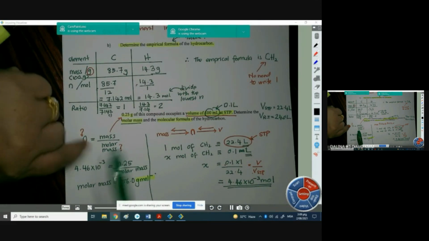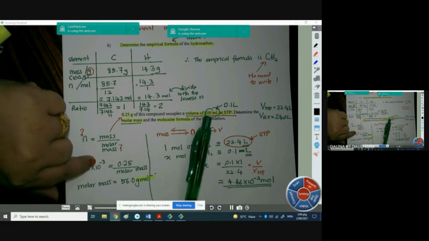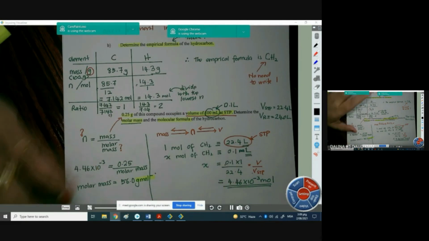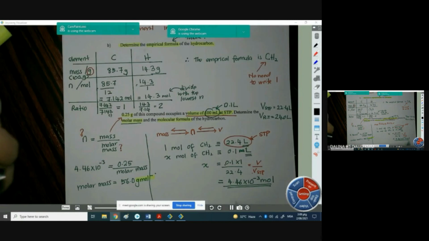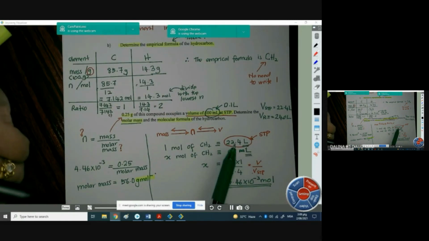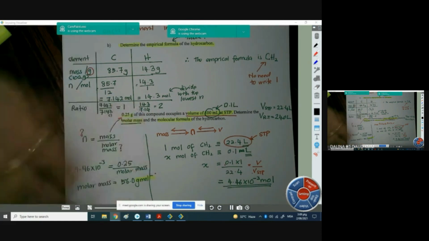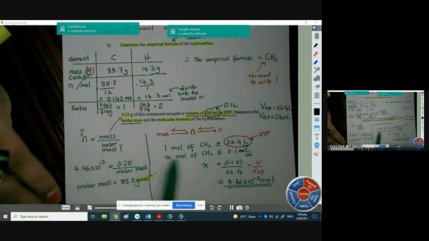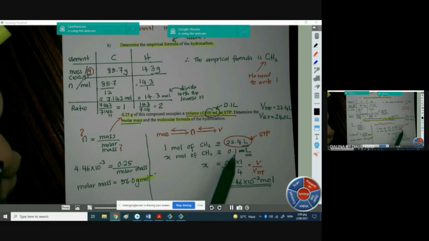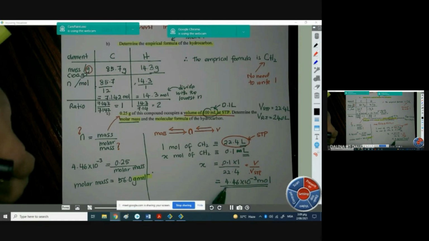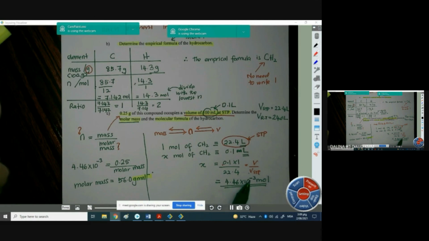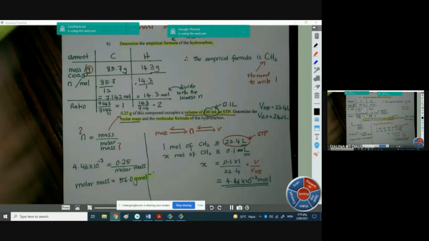So nak cari mol, kita kena convert daripada volume yang diberi. So volume ini standard: 1 mol any gas at standard temperature and pressure will occupy 22.4. Ini memang teori. So sekarang ni kita tak tahu berapa mol, tapi it occupy 0.1 liter. So now when we calculate it, the number of mol is equal to 4.46 times 10 power of negative 3. Okay, now kita dah jawab soalan nombor 1, molar mass.